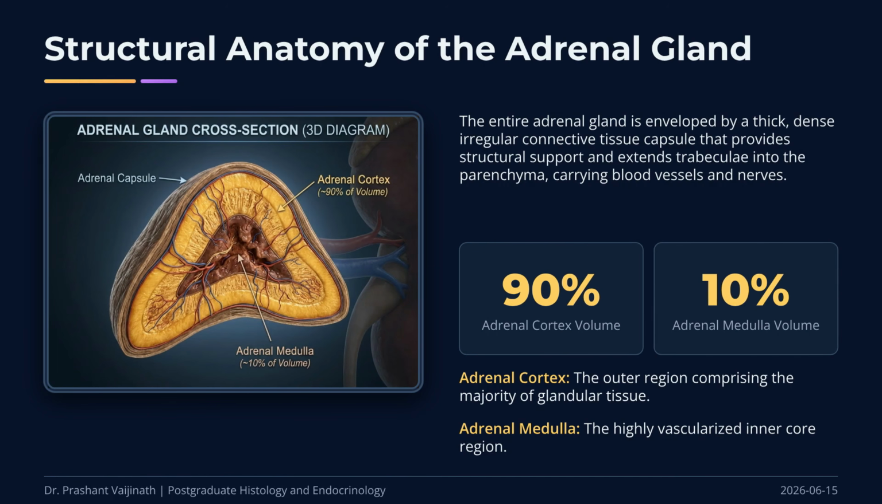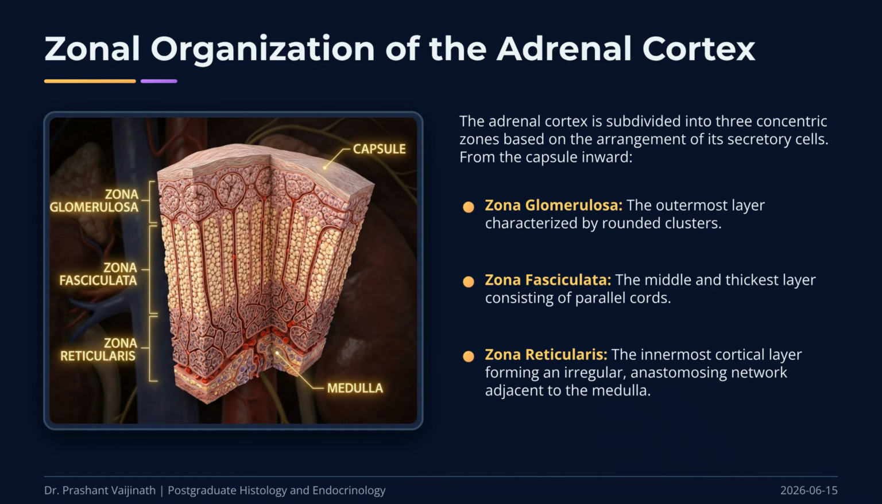The adrenal gland is enclosed by a capsule providing structural support. It is divided into two main regions, the outer cortex, making up about 90% of the volume, and the highly vascularized inner core, the medulla, accounting for the remaining 10%. The adrenal cortex is subdivided into 3 concentric zones based on cell arrangement. From the capsule inward, we find the zona glomerulosa, fasciculata, and reticularis.